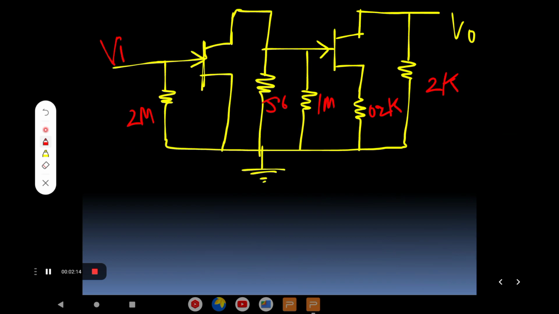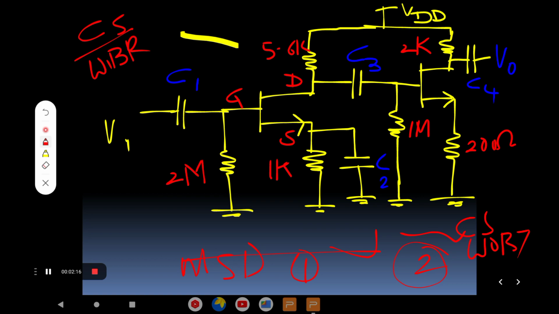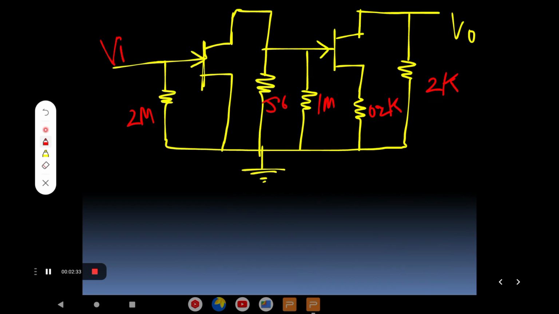Now, to find the corresponding values, first you have to draw the medium frequency analysis. At that time you replace C1, C2 and C3 with short circuits, and C4 is also short circuited. If you draw the equivalent circuit diagram for that purpose, this is the overall representation. I think all of you have the basic idea. Draw it completely for gate, source, and drain.